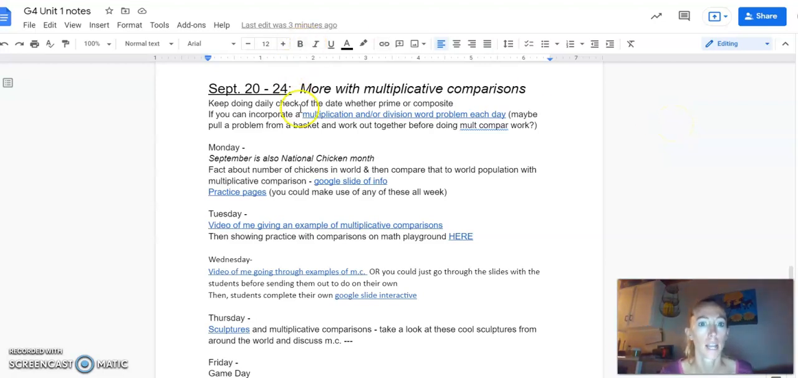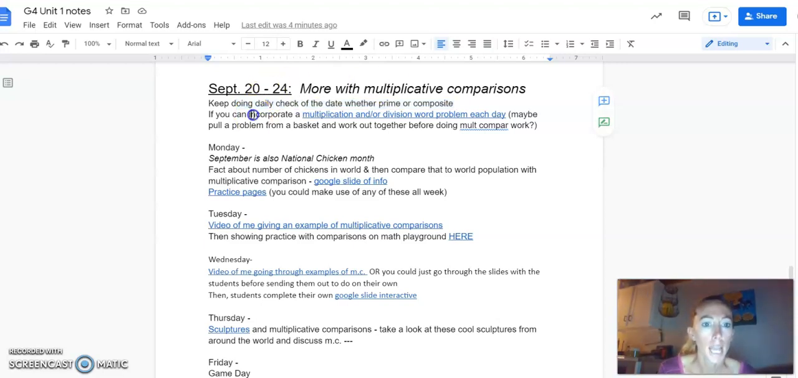All right, you guys, I have more with multiplicative comparisons for next week, like you guys had asked for. Recommending that during number corner or each day, try to practice prime or composite with the date. So if it's the 16th of September, we're trying to determine if that number is prime or composite and why. And if you don't like using the date, you could just roll one dice to work with a really small number, or you could roll two dice and add those numbers together to work with a little smaller number.